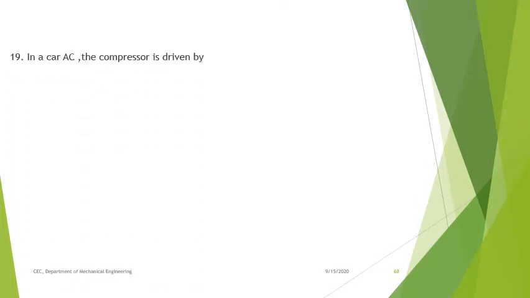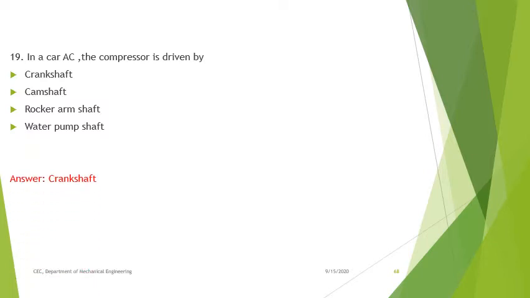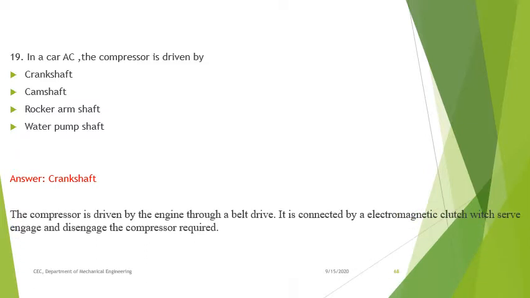In a car AC, the compressor is driven by: crankshaft, camshaft, rocker arm shaft, or water pump shaft. In a car, the AC compressor is driven by the engine crankshaft. The compressor is driven by the engine through a belt drive. It is connected by an electromagnetic clutch which serves to engage and disengage the compressor as required.